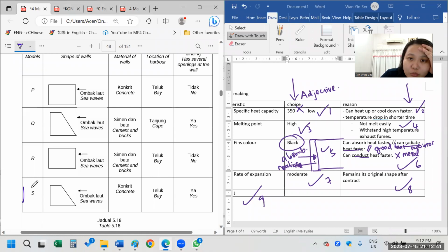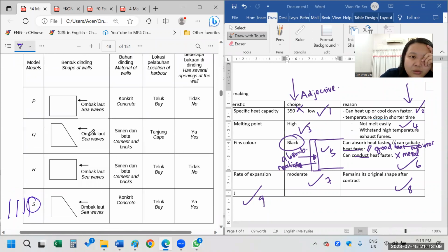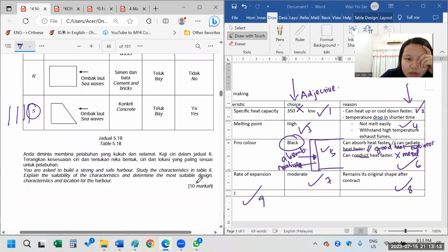S. Okay, good. Yeah, S. So what shape is it? Same thing. This is a 10 marks question.